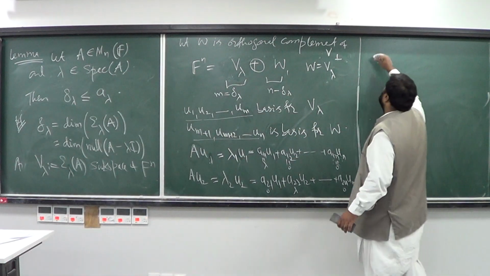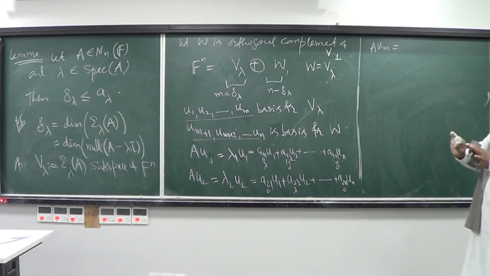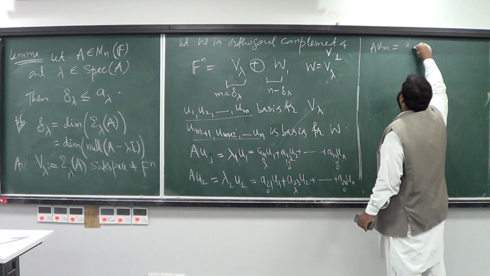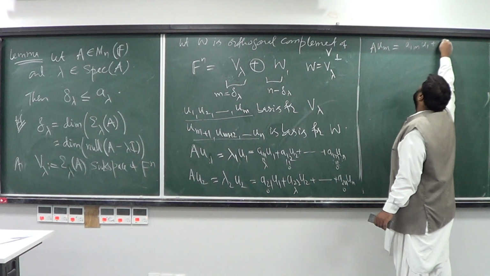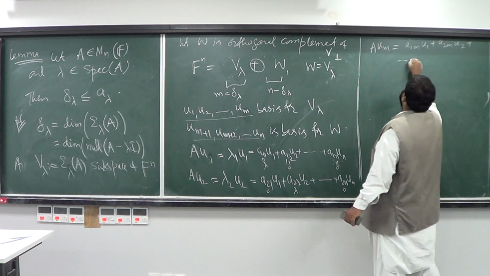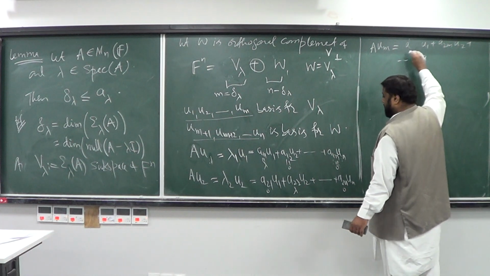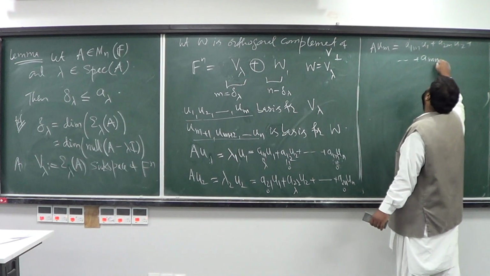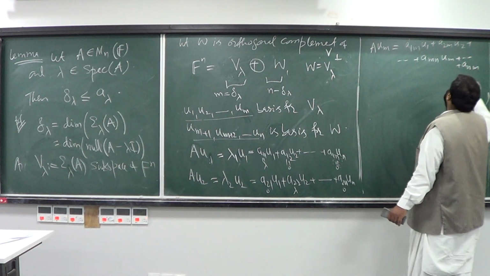How does AUM_m going to look if you keep on doing it? I'm writing it explicitly so that you can see everything. AUM is going to be a vector like a_1m u_1 plus a_2m u_2 plus so on and so forth. A term will appear like a_mm u_m plus so on and so forth.